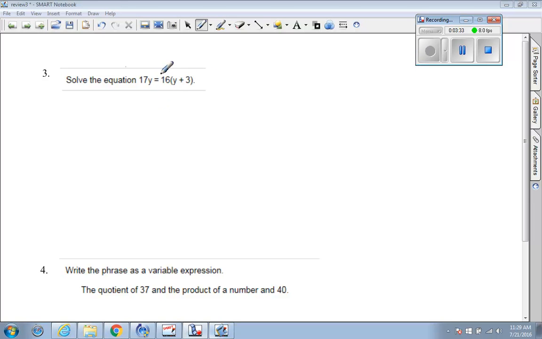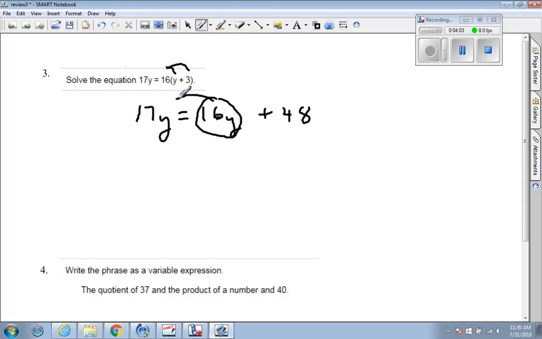Okay, with this one, we obviously have to solve the equation, so we're going to apply the distributive property here. And I'll just take a moment to rewrite it. So then I'd have 17y equals 16 times y, that's 16y. And 16 times 3 is 48. Okay, and in class and in my guided notes, I talked about letters on the left, numbers on the right. So I want to grab 16y and chuck it across the equal sign, but I can't just chuck it. I have to negate it, subtract it off. So minus 16y.